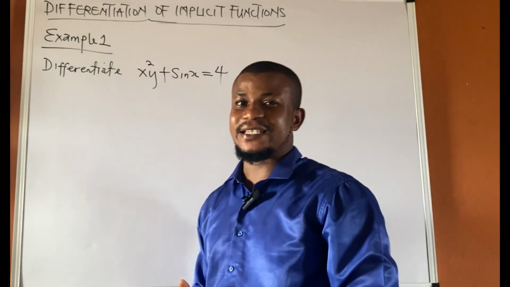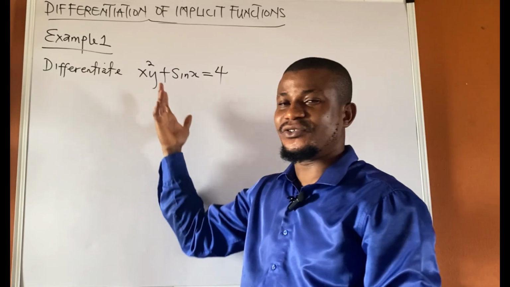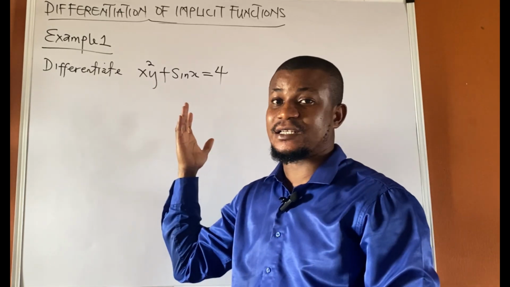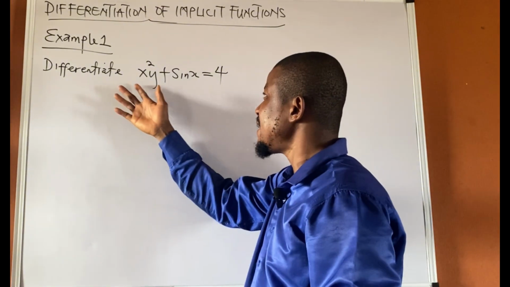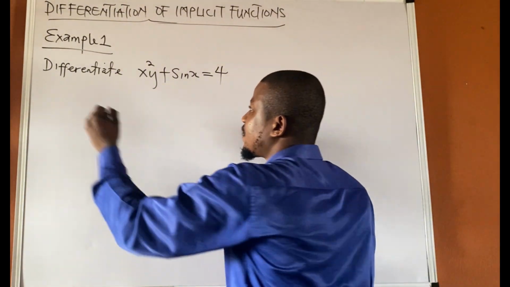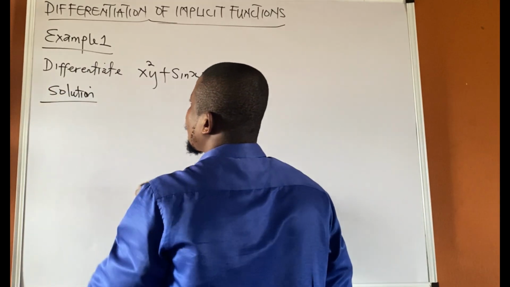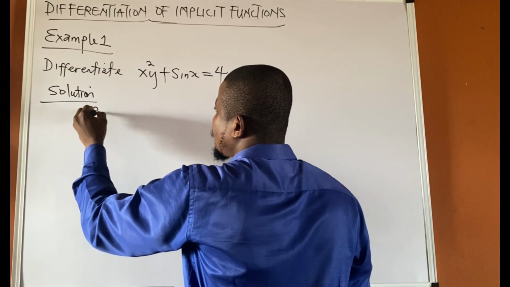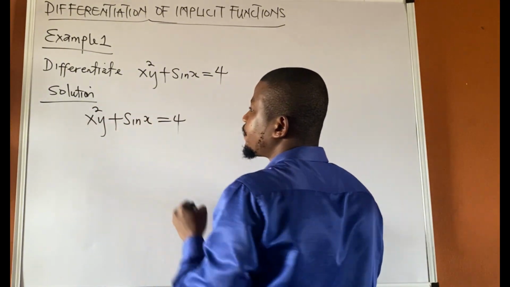Okay, let's look at this practical example. Now, in this function, we can see that y is not written directly as y equal to some function of x. Instead, we see a product of x and y. And so we say the function is written implicitly. All right. So how do we differentiate implicit function? Let's look at this. We say solution. So let's rewrite the function x squared y plus sine x equal to 4.